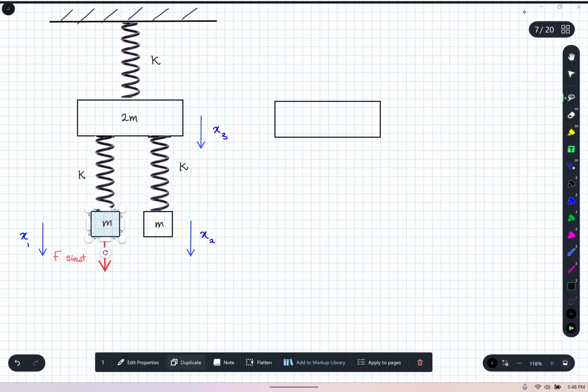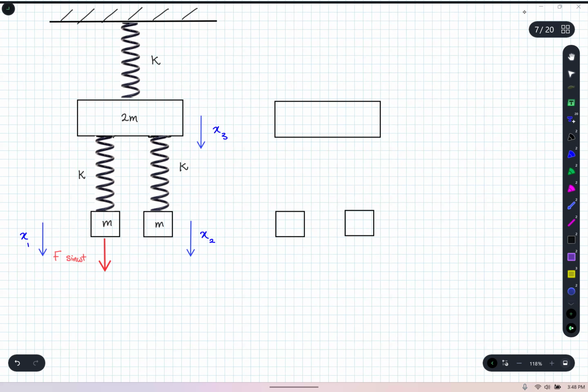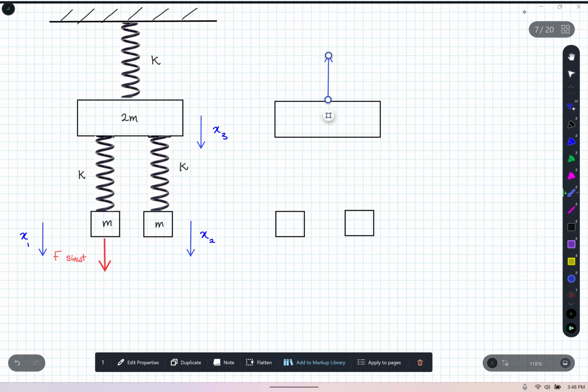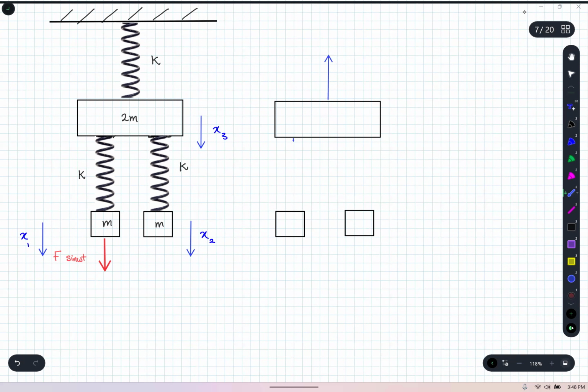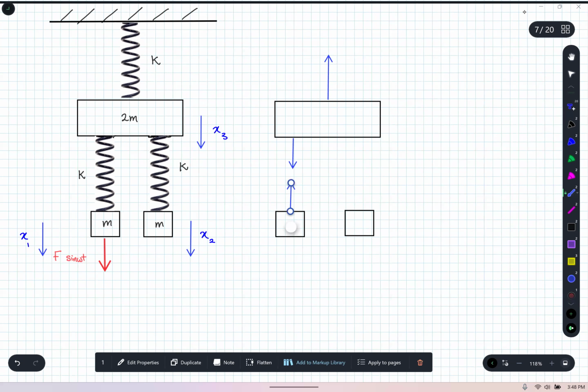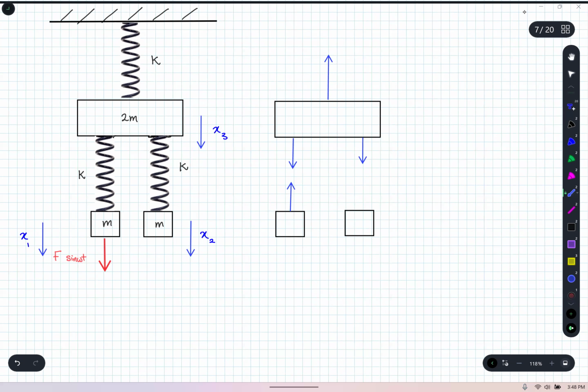You can pause the video and perhaps draw the free body diagrams and compare with mine and see how far you could get it right. So I have a load there from the spring, and then I have the springs here, the reaction, and then I have the spring there and the reaction.